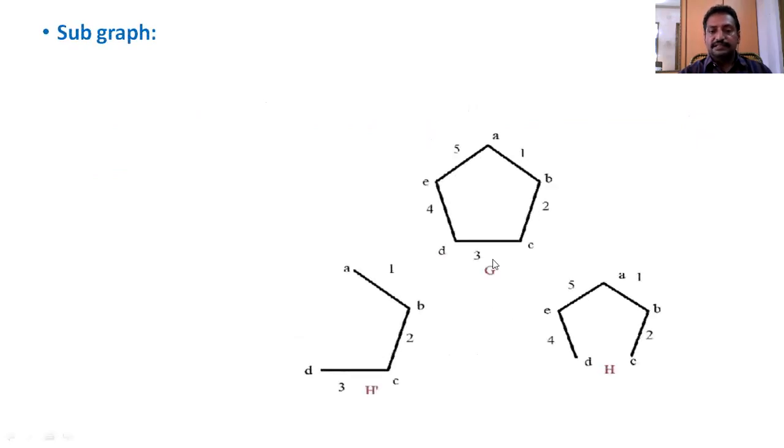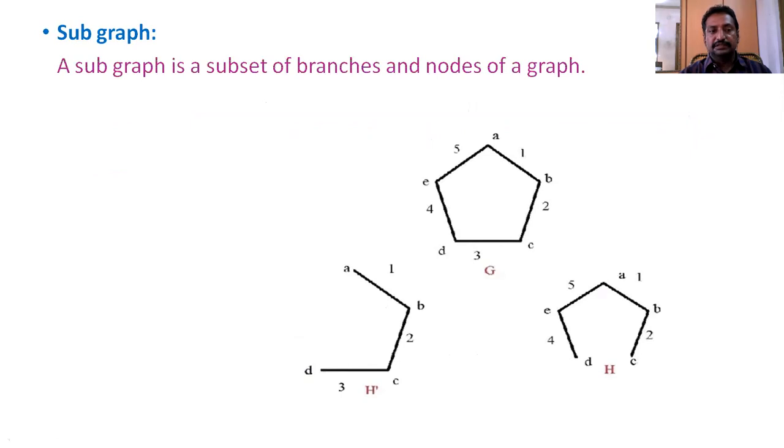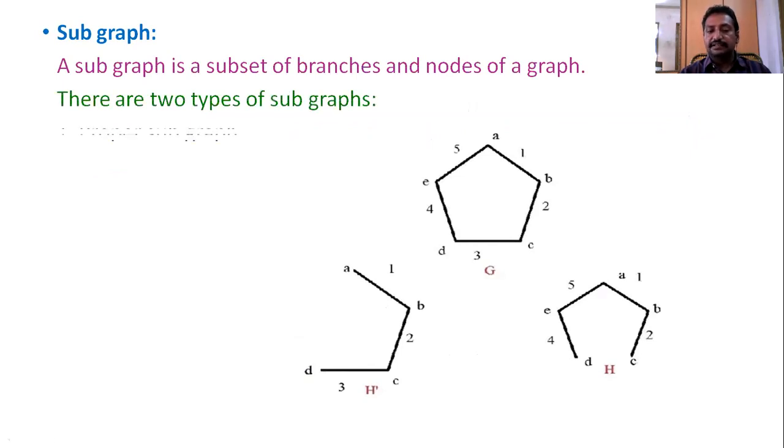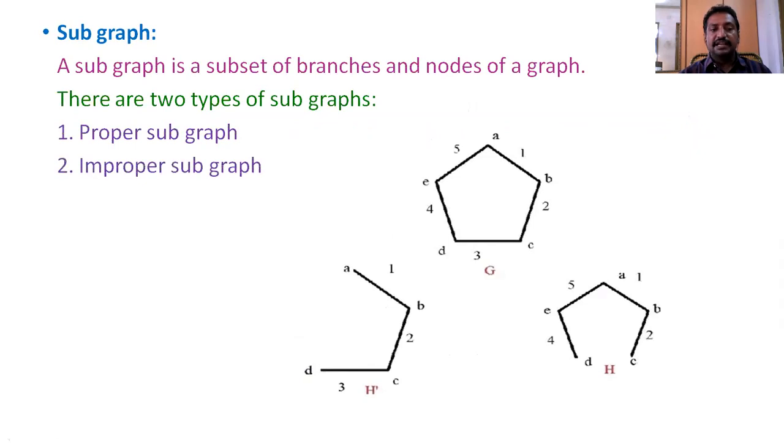Subgraph. See here, this is the main graph and you see many subgraphs here. So this is one subgraph, this is one subgraph. A subgraph is a part of a graph, but there should not be a closed loop. A subgraph is a subset of branches and nodes of a graph. There are two types of subgraphs, proper subgraph and improper subgraph. We will see.